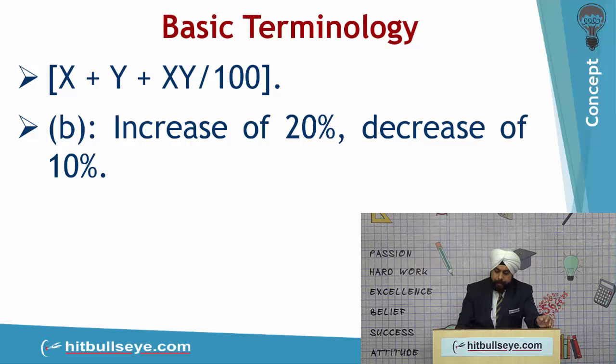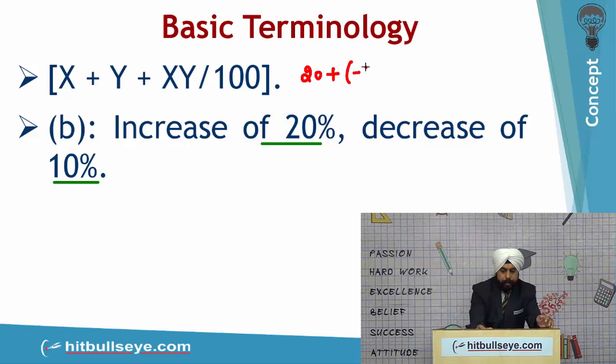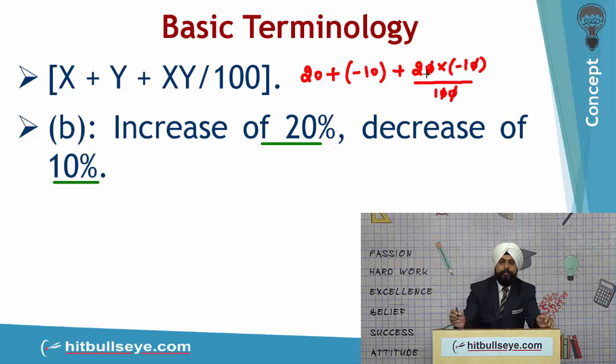This one is an increase of 20 and a decrease of 10. So as per the formula, x is 20 plus, you can write y as minus 10, plus 20 into minus 10 by 100. So you can cancel zeros over here, students. So 20 minus 10 minus 2 becomes positive 8. So that means there is an 8% increase.